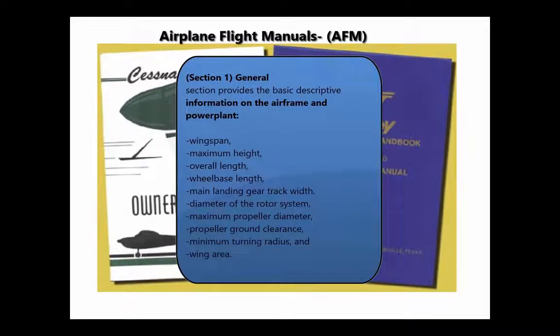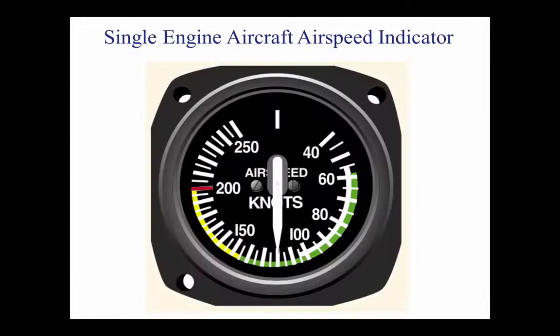Section 1. The General section provides the basic descriptive information on the airframe and power plant. Included are such items as wingspan, maximum height, overall length, wheelbase length, main landing gear track width, diameter of the rotor system, maximum propeller diameter, propeller ground clearance, minimum turning radius, and wing area. This section serves as a quick reference and helps a pilot become familiar with the aircraft.